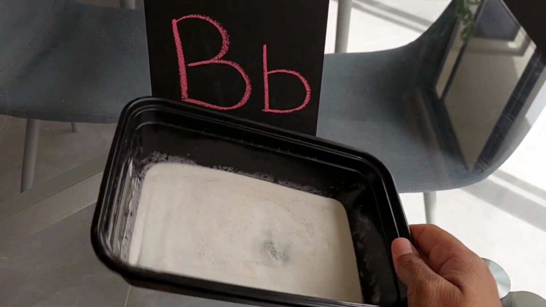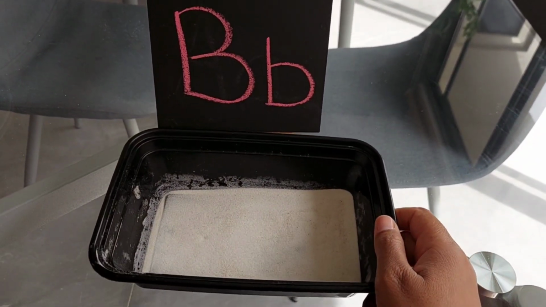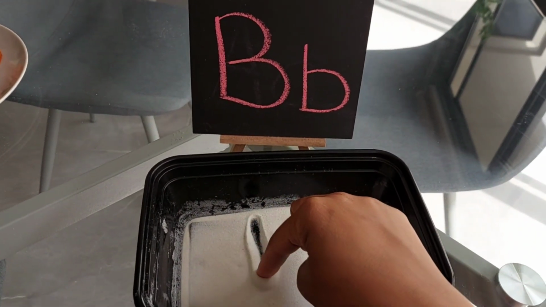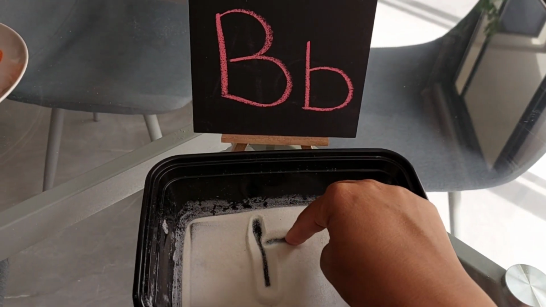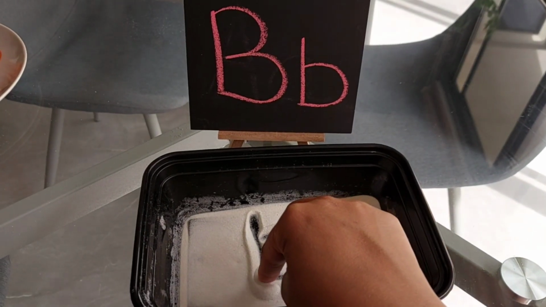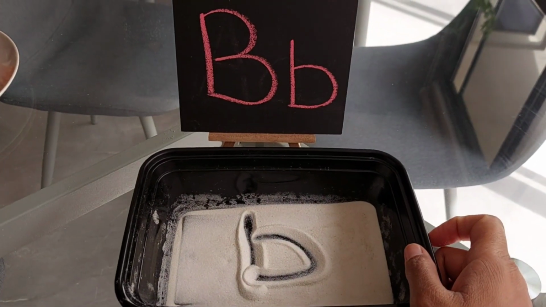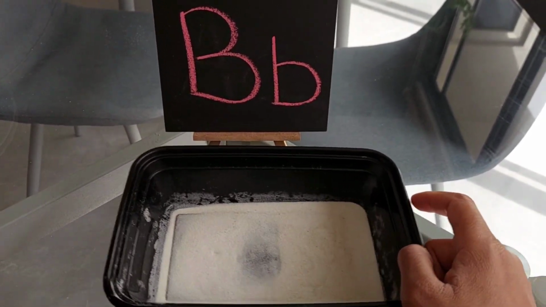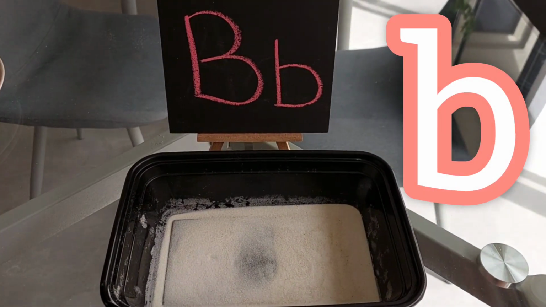Now let's write a lowercase b. And to do that, we're gonna start from the top, make a line all the way down to the bottom, and then from the middle, we're gonna go around all the way down to the bottom. Good job, guys. You just wrote a lowercase b.